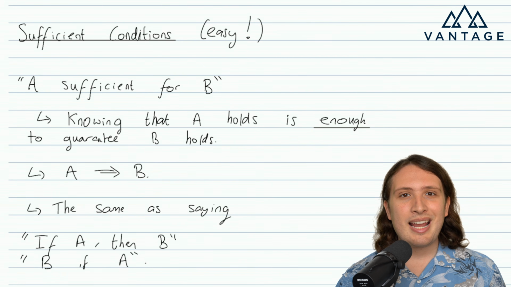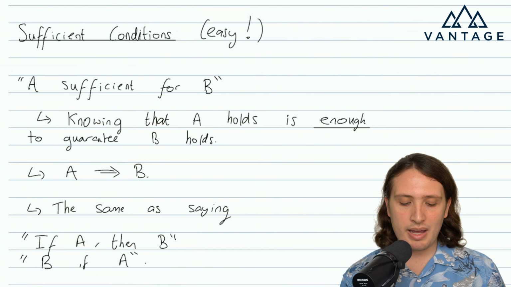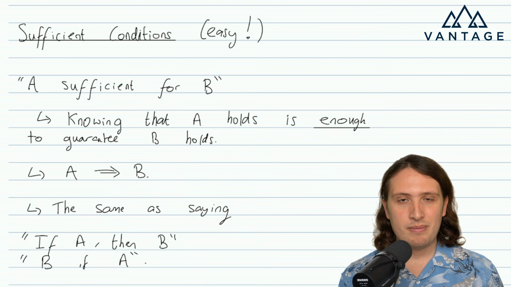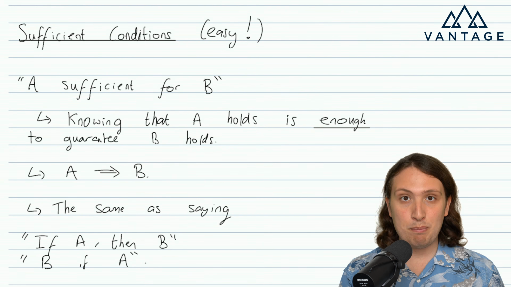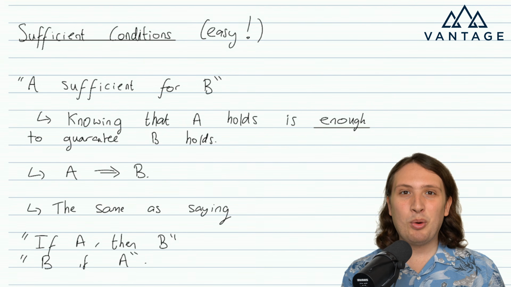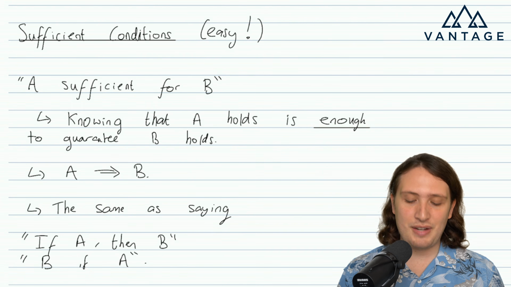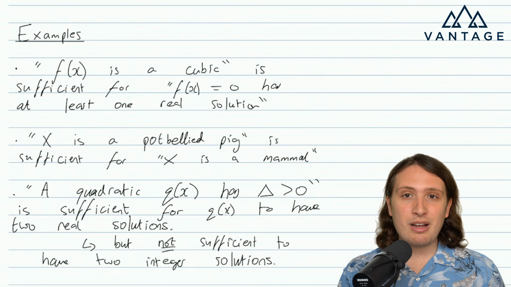In other words, in the language of implication, A implies B, so we'll often depict this with an implication arrow. Now, this is exactly the same as saying if A, then B, or B if A. So an important point we'll see today is that necessary and sufficient is exactly the same thing as if and only if. So if is the same as sufficient. So let's think about some examples.